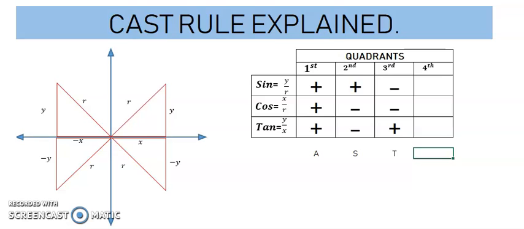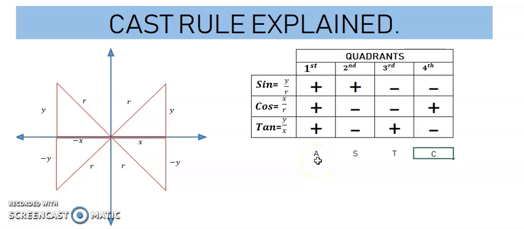Let's look at the last quadrant. Here we have y negative. So let's look at sine. Sine is y over r. So it's a negative divided by a positive, and that gives me a negative. Therefore, sine is negative in the fourth quadrant. Let's look at the cos, x over r. X is positive, r is positive. Therefore, cos is positive in the fourth quadrant. And let's look at tan. Tan is y over x, so a negative divided by a positive is a negative. Therefore, only cos is positive in my fourth quadrant.